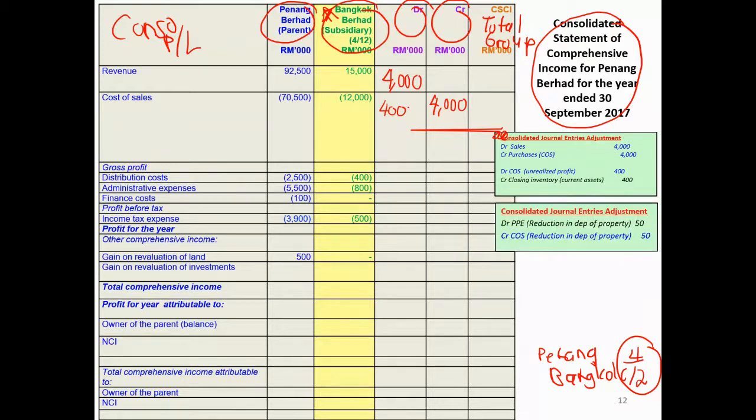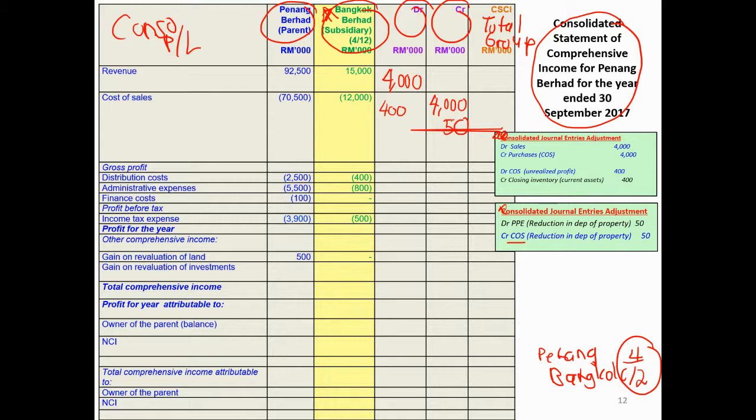After that, the next journal entry that you're supposed to transfer is this depreciation. You have a reduction in depreciation, and this reduction in depreciation actually affects your cost of sale. So what do you do? Credit cost of sale 50K.